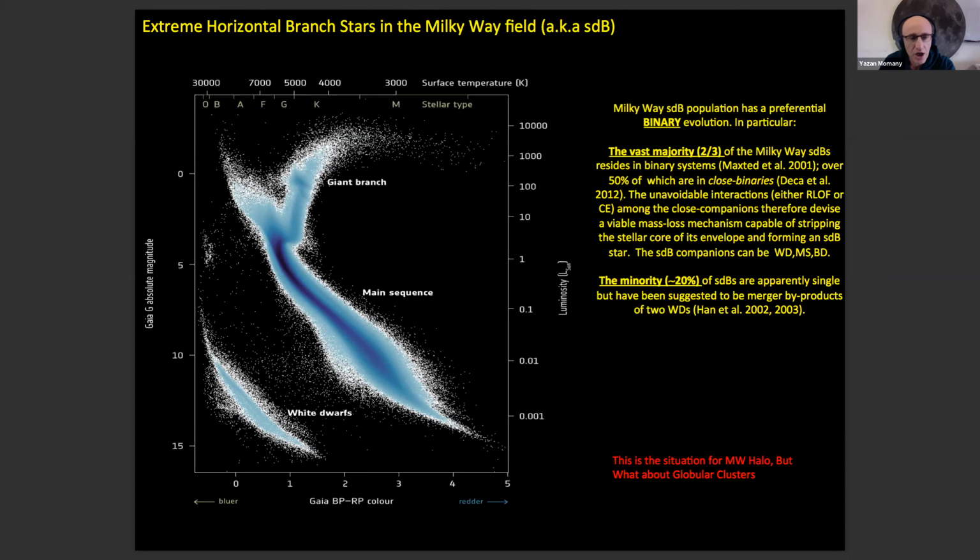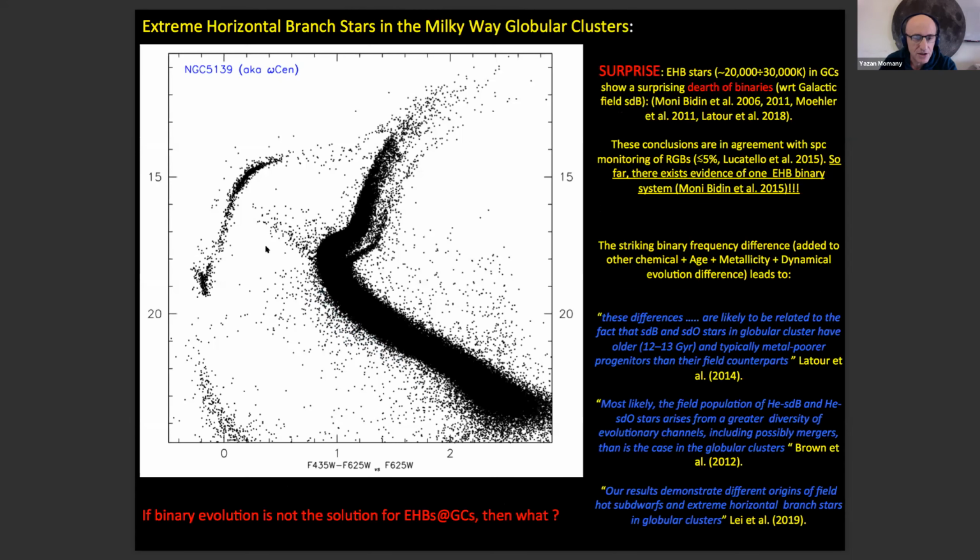And so it goes. The very interesting thing as well is that when you go to globular clusters, the situation is completely the opposite. There is a so-called dearth of binaries. There were many groups that tried to monitor spectroscopically the horizontal branch stars in many globular clusters, and they all converged to the same results. Basically, there is a dearth. So far, we have knowledge of only one single EHB system in which you are supposed to have an extreme horizontal branch star plus a main sequence companion.